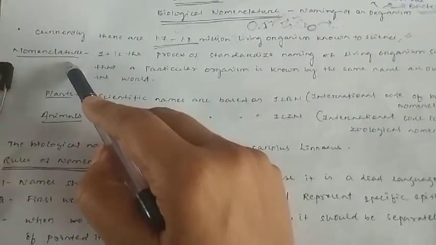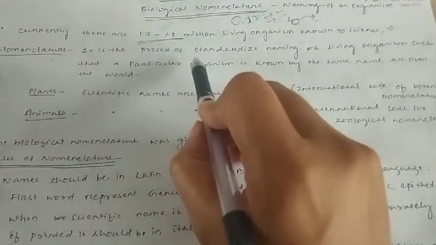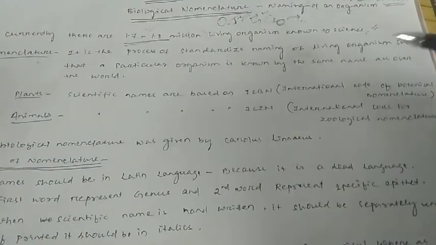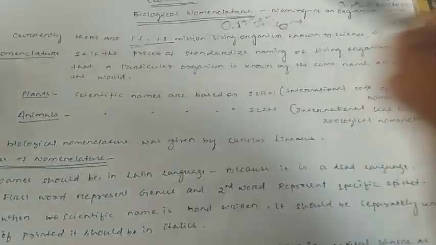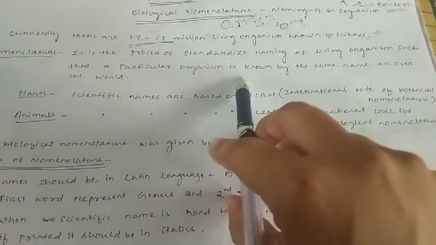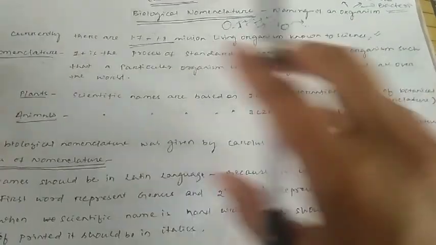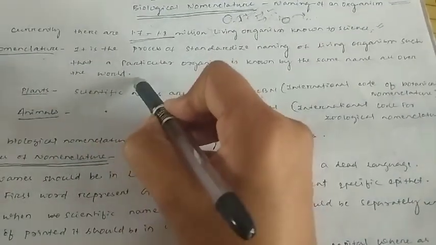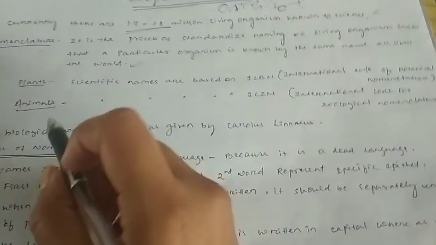So let's see the definition of nomenclature. It is the process of standardized naming of living organisms such that a particular organism is known by the same name all over the world. I have already discussed this.